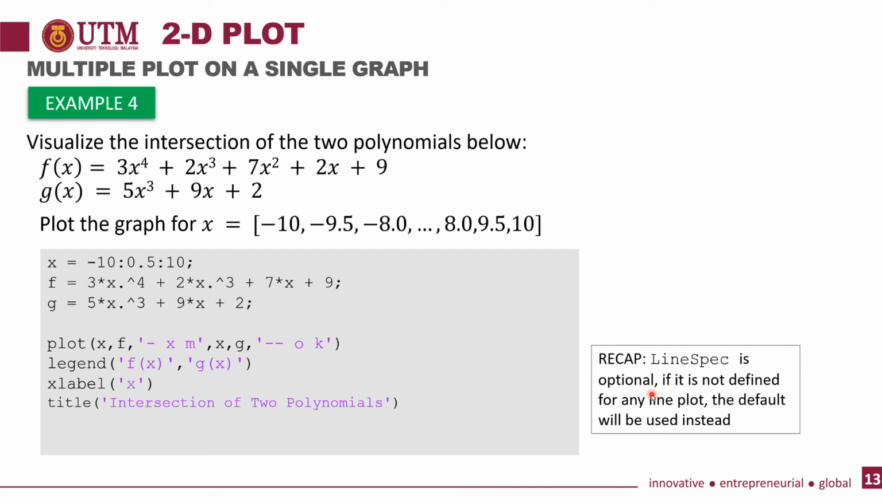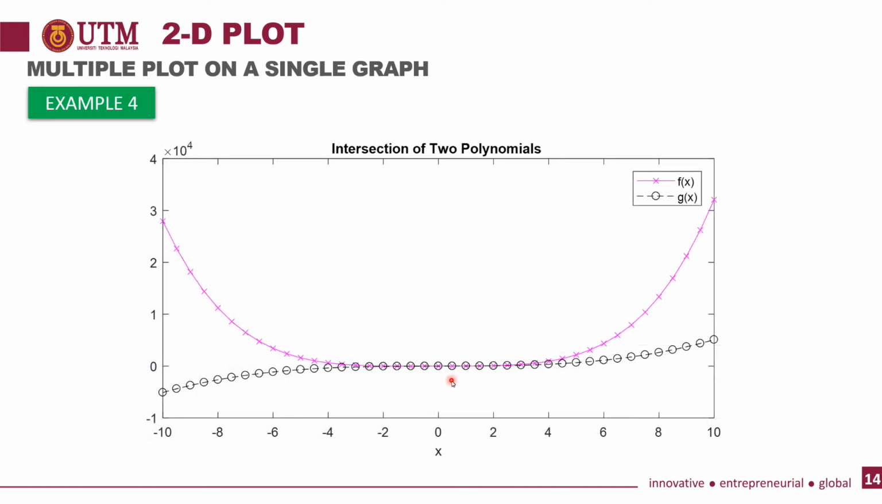Either you want to use the line spec, but usually people use it because it is easier for them to differentiate, because they know which one is which, since they are programming that kind of plot. So this is the output that you can get. The first graph is the color magenta, with the marker x and the solid line, and the second line is the dotted line with the circle marker and the color black. And then this is the legend.